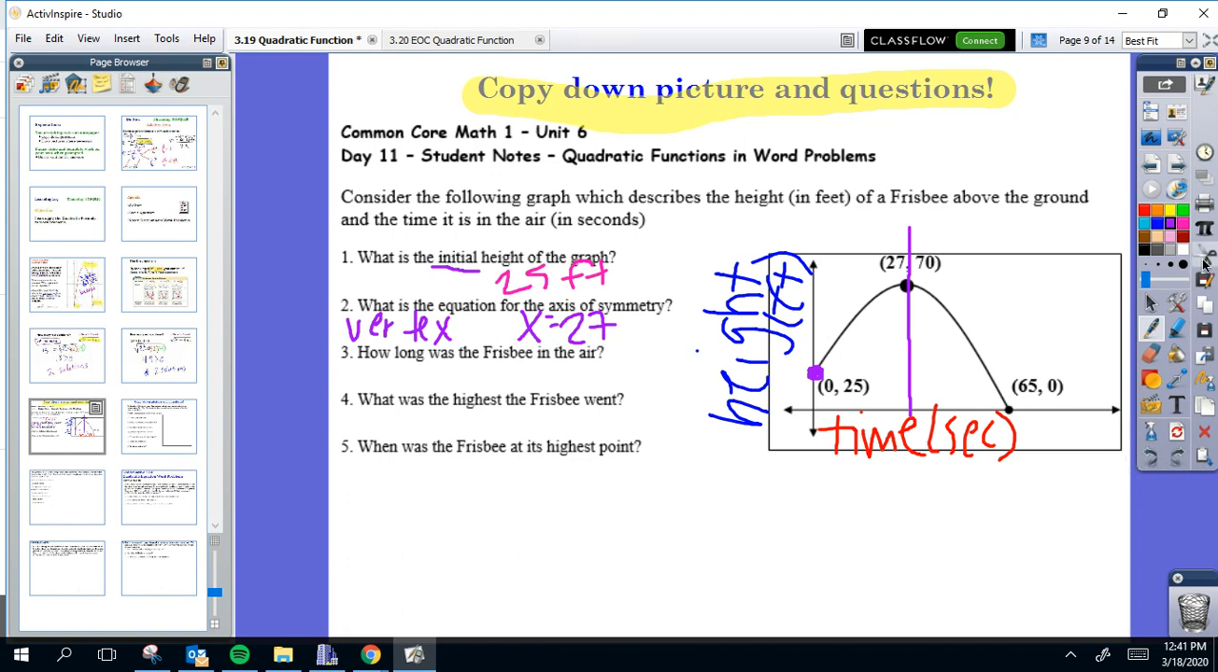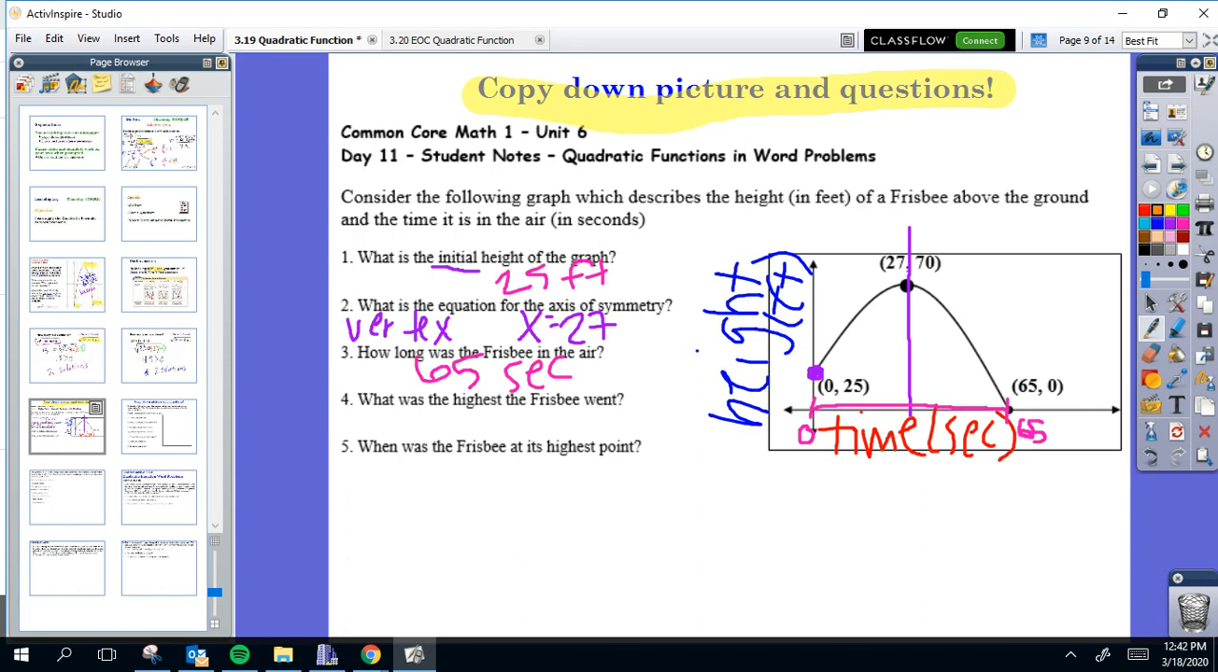How long was the frisbee in the air? So I take a look. This is where the frisbee begins. It flies up, reaches its maximum height, and comes all the way down. So how much time has passed? If I know time is running on the x-axis, that's how long time has passed. So if it's 0 here and the seconds are running, it goes all the way to 65 seconds. So it's in the air for 65 seconds.